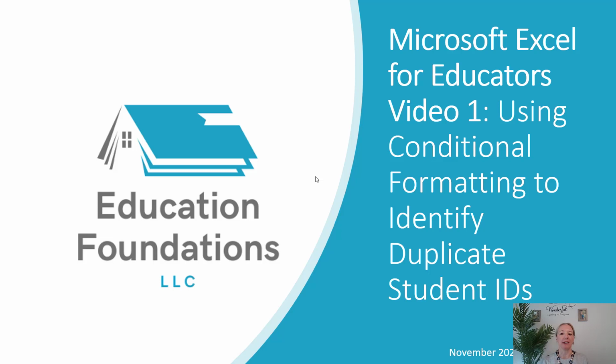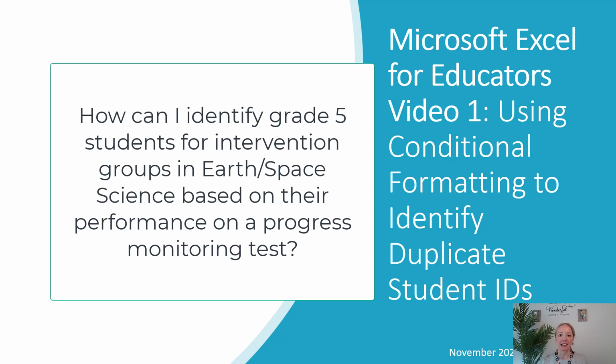Welcome to video 1 of the Microsoft Excel for Educators series, using conditional formatting to identify duplicate student IDs. This is the first video of a series, and in this series, we're going to show you how to use Microsoft Excel functions like conditional formatting, VLOOKUP, and pivot tables to answer the question, how can I identify grade 5 students for intervention groups in Earth Space Science based on their performance on a progress monitoring test?